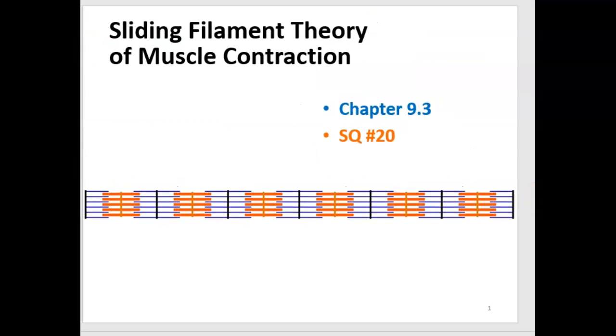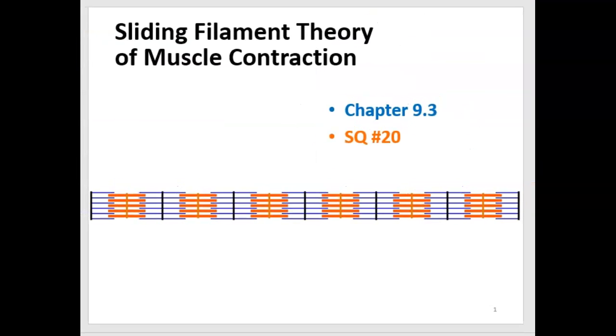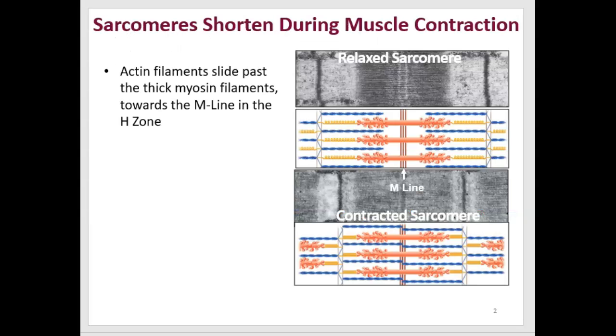Okay, that was just a preview. Now we're going to explain how it happens a little bit. Okay, so here is a picture of a relaxed sarcomere up on top, a Z disc and a Z disc with the A band in the middle, which is myosin, right?